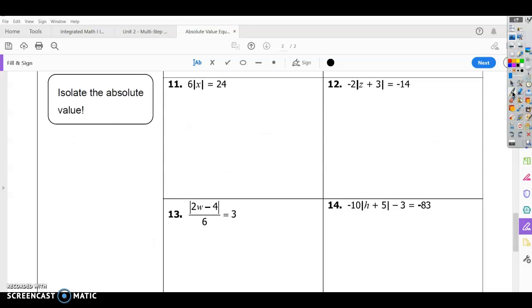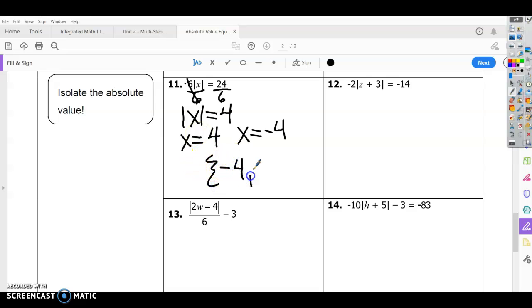All right, number 11 says 6 times the absolute value, so we have to get rid of the 6. The opposite of multiplication is division. So let's divide both sides by 6. That leaves absolute value of x is equal to 4. So x equals 4, x equals -4. So once you isolate, then you set it equal to the positive and negative, and then the last step is write your solution set.